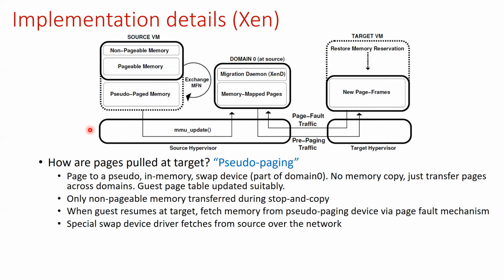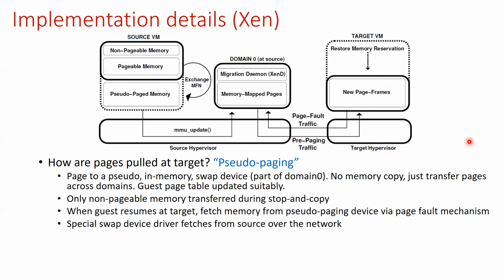Then you migrate the VM from the source to the target, and only the non-pageable memory will be transferred during the stop and copy phase. When the guest resumes at the target, what will happen? This is just like page faults happening and fetching things from your swap device. If you have a lot of pages on your swap device, there'll be a lot of page faults, and every time a page fault happens, instead of getting it from the disk as a normal page fault handler would do, this special swap device driver will fetch it over the network from the source hypervisor.